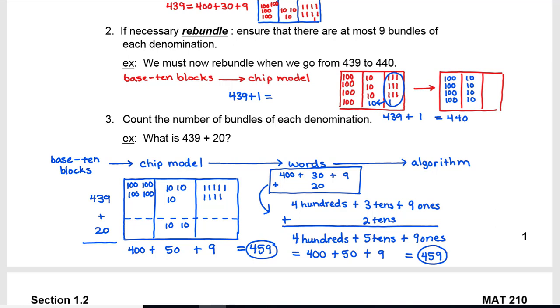And then eventually you hope to get to the algorithm. There's a couple different algorithms, and one is where you line up your place values and you add your place values. So here's 9, 30 plus 20 is 50, and then you have 4.